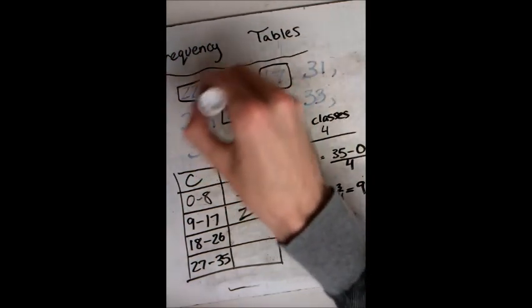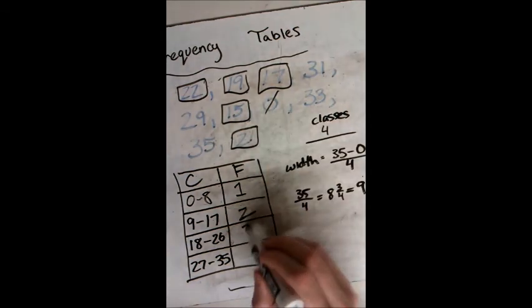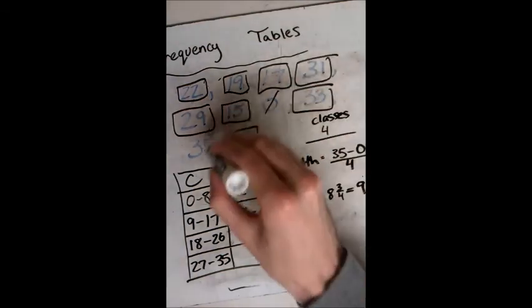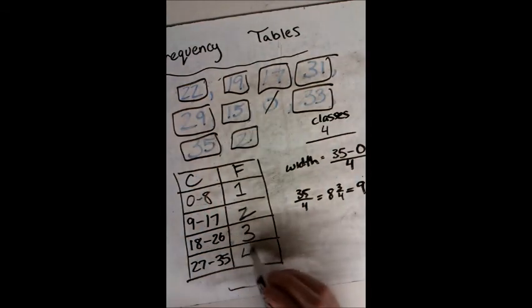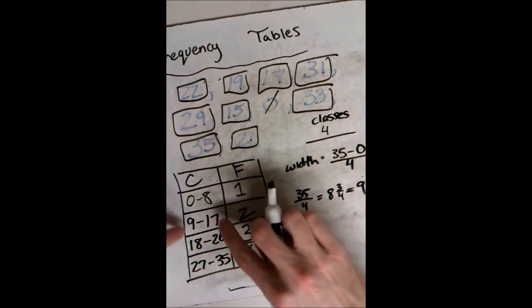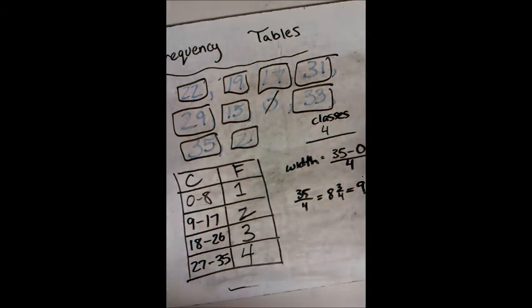So 18 to 26. 1, 2, 3. I've got 3 numbers in that range. And then 27 to 35. 1, 2, 3, 4. The other 4 are in that range. So the interval, for example, from 9 to 17 has a frequency of 2. So there are 2 numbers in that interval.